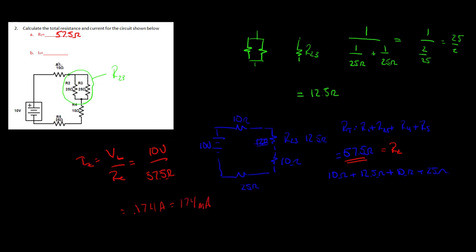Now, could I solve for the voltage drop here? Sure. So I could go through and solve the rest of this, but I don't have you do that. It's 0.174 amps, or 174 milliamps. Either one is the correct answer. So that's how we do our combined circuits.